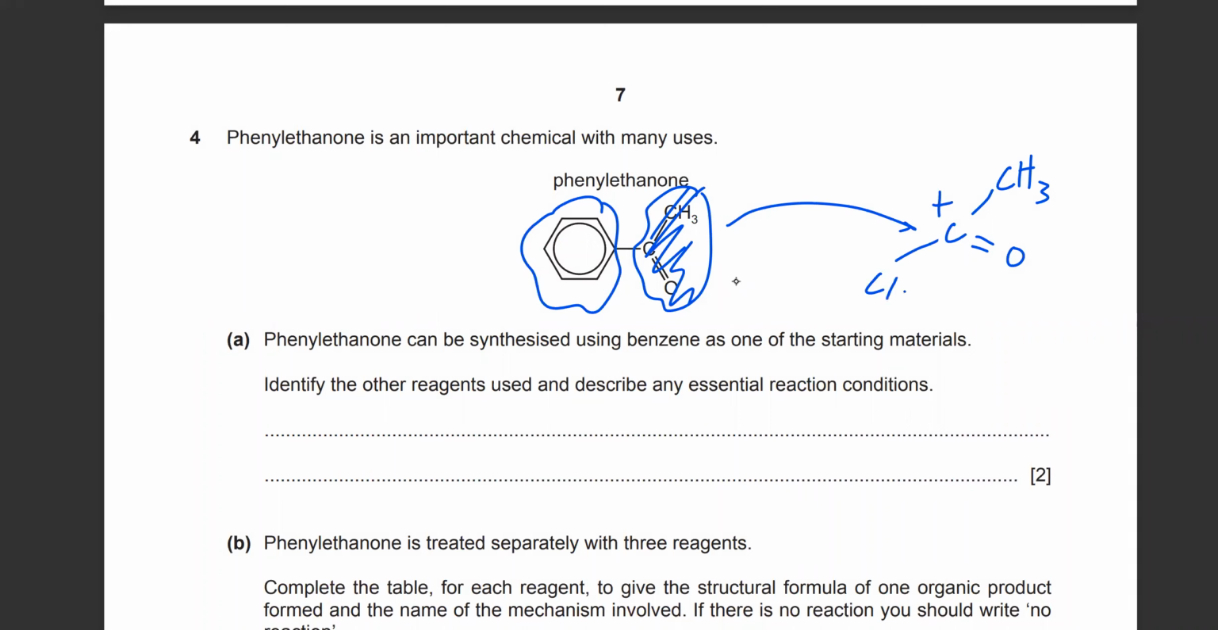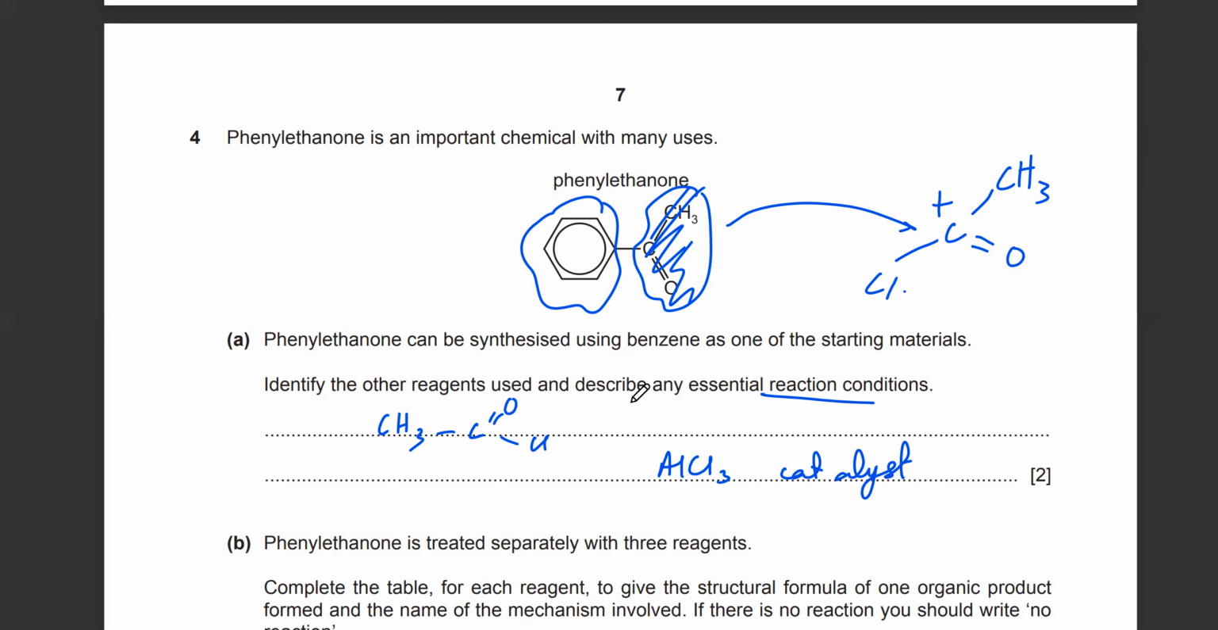So identify the other reagent. It's going to be CH3, C double bond O, Cl. And the essential conditions for this would be AlCl3 catalyst. So this is also an example of electrophilic substitution.